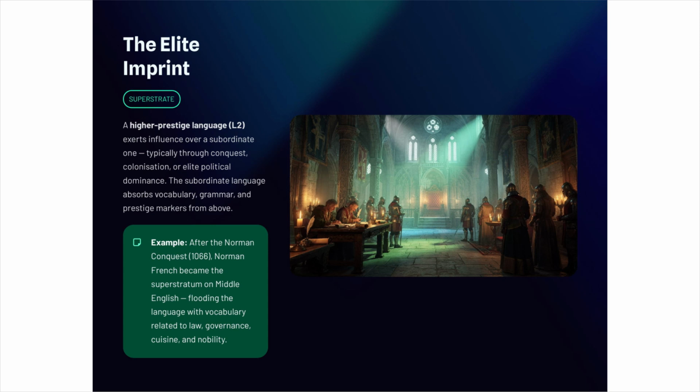A classic example is the Norman conquest of England in 1066. After this event, Norman French became the language of the ruling class and had a strong influence on Middle English. As a result, English borrowed many words connected with law, government, nobility, and cuisine. This demonstrates how social power can become linguistic power.